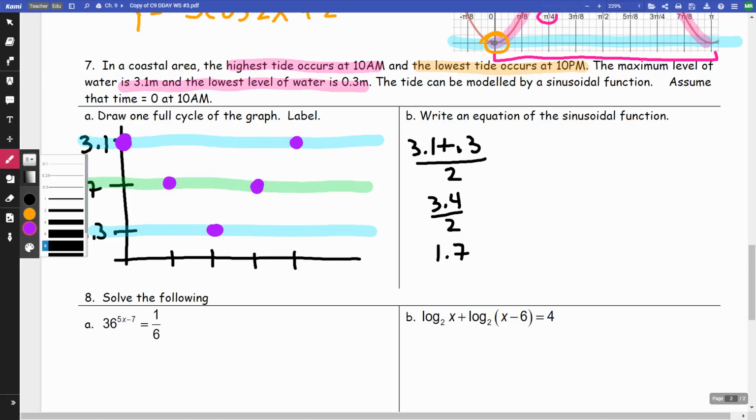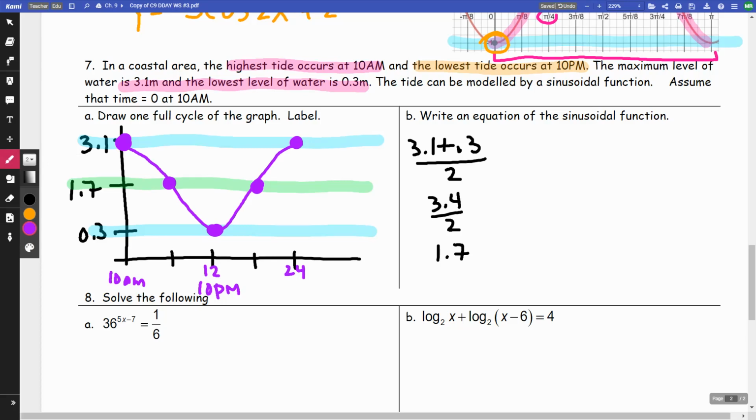Now I need to give some values to the x-axis. Again, this is 0, but that's 10 a.m. Okay. And then here, this is going to be 12 hours later, but that's going to be 10 p.m. And then this is going to be 24 hours later, and this is going to be 10 a.m. again.